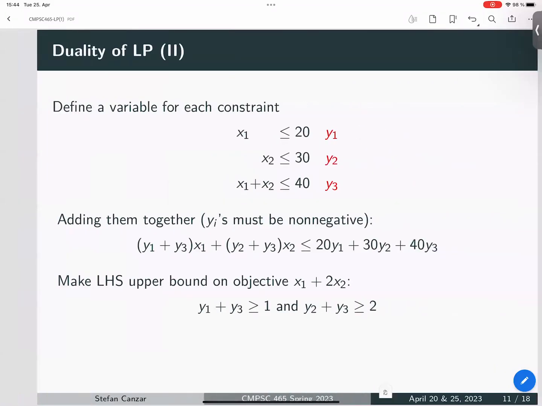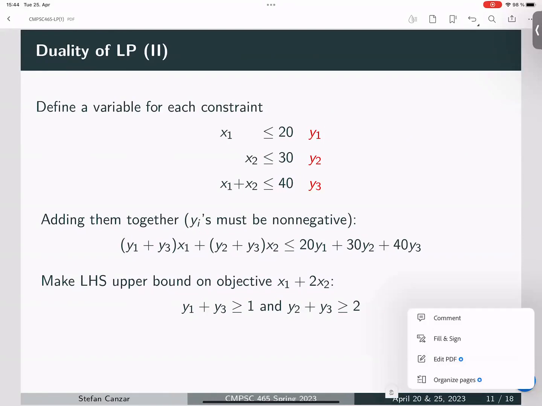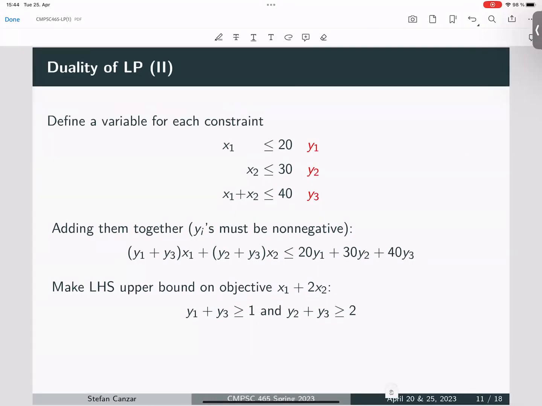And we do this by setting the first coefficient of x1, which is y1 plus y3, equal to 1. And we set the second one, y2 plus y3, equal to 2. And this means that what we get here will be an upper bound on the objective, if we make sure that this holds, because it will be exactly looking like this.